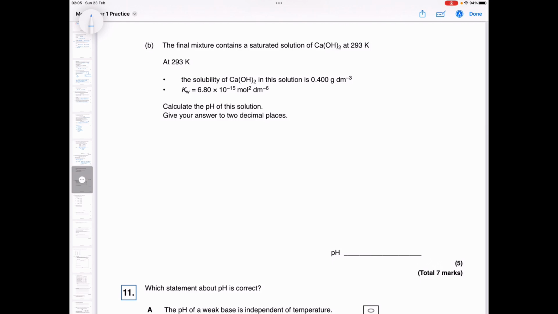Part B then, the final mixture contains a saturated solution of calcium hydroxide, 293 Kelvin. At 293 Kelvin, the solubility of calcium hydroxide in this solution is 0.4 grams per decimetre cubed. Kw is 6.8 times 10 to the minus 15 moles squared per decimetre to the minus 6. Calculate the pH of this solution. So this is the pH of a strong base.